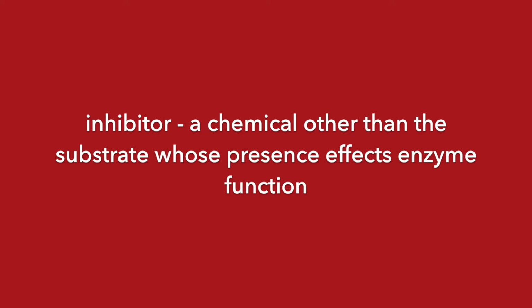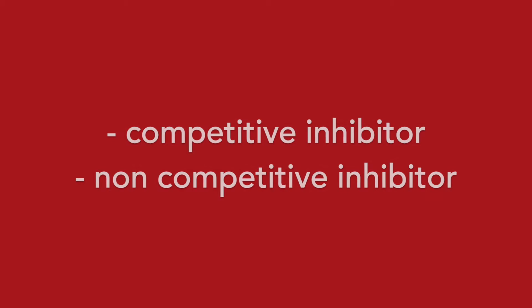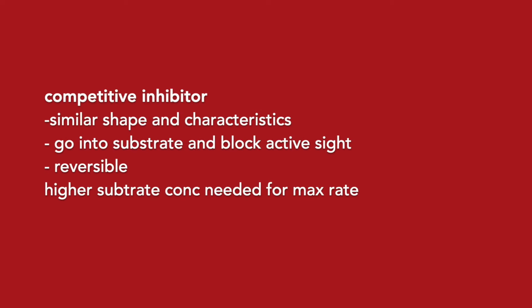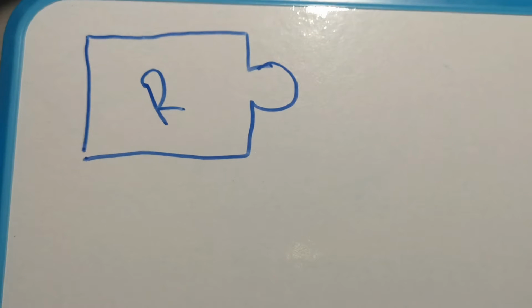An inhibitor is a chemical other than the substrate whose presence affects enzyme function. There are three types of inhibitor: the competitive inhibitor, non-competitive inhibitor, and end product inhibitor. A competitive inhibitor is a molecule that has a similar shape and similar characteristics to the substrate molecule. They go into the active site and block it.